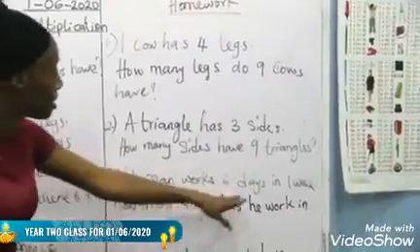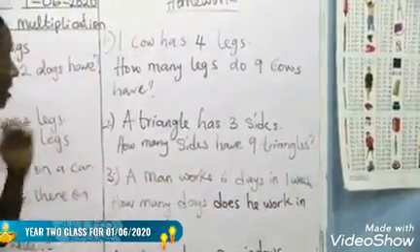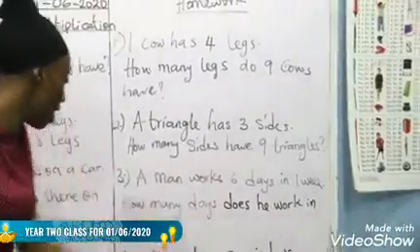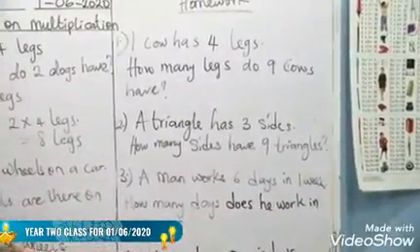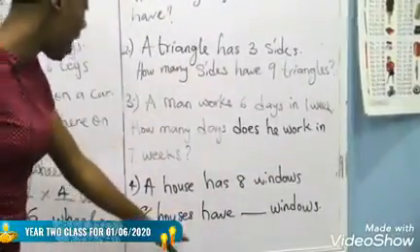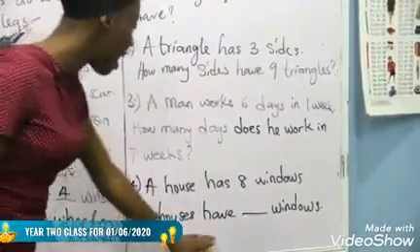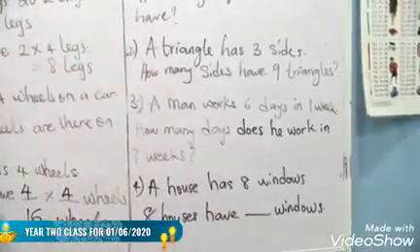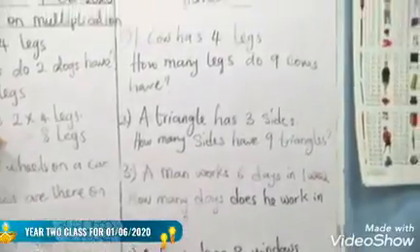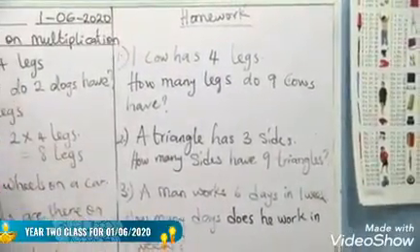A man works 6 days in 1 week. How many days does he work in 7 weeks? Very simple. A house has 8 windows. 8 houses have dash windows. Just use this format. Try solving it the way I solved it, and you'll get your own answer.